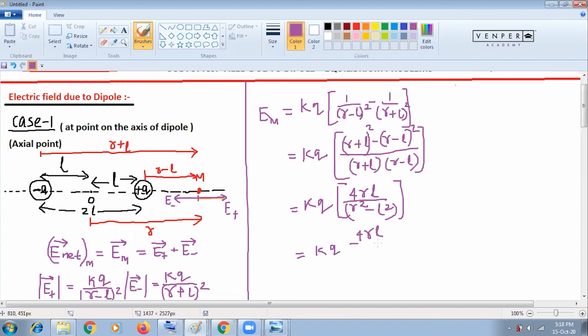Now here what I am doing, I am neglecting. This R is very much greater than L. R is very much greater than L. So that implies R square is very much greater than L square. So according to this concept, you can write R square minus L square is nearly equal to R square only, because R is greater, R square only.